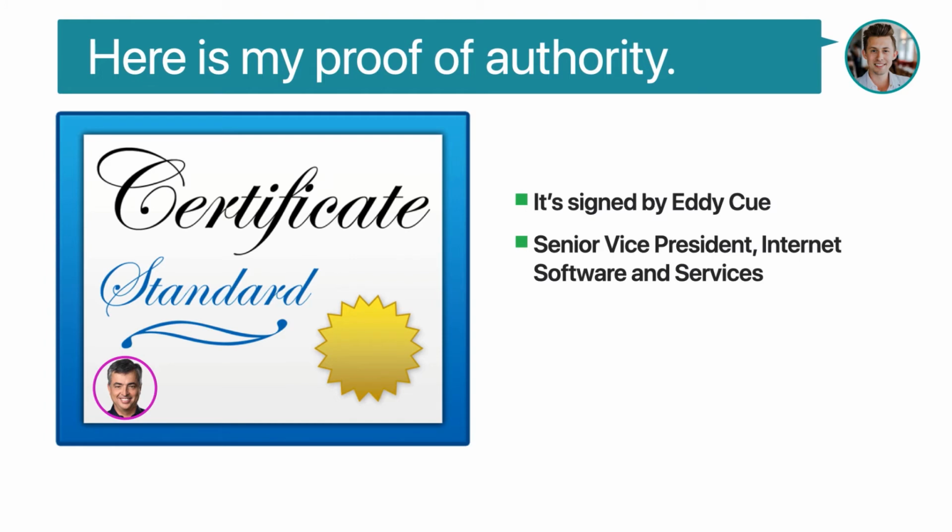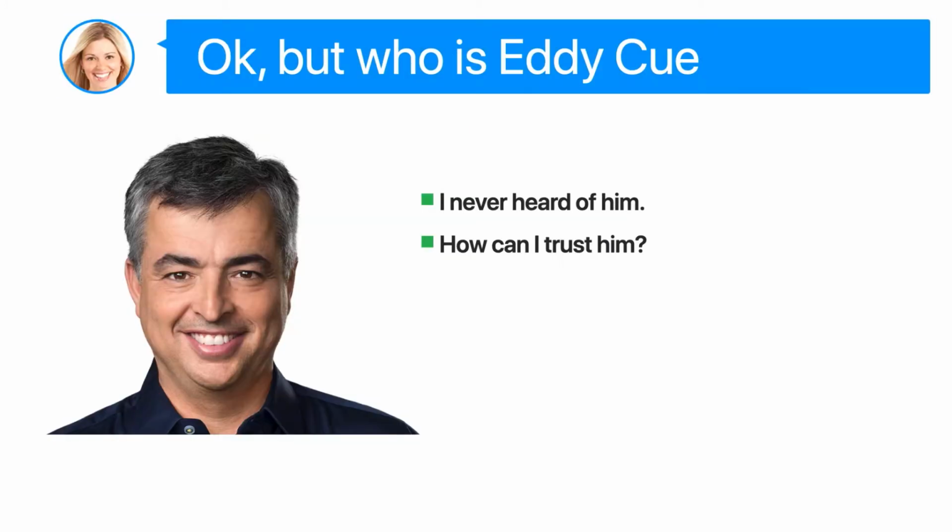So he comes back to Emma and says, here is my proof. It's signed by Eddie Q, Senior Vice President of Apple. I'm allowed to sign it. Okay, says Emma, but who is Eddie Q? I never heard of him. How can I trust him?